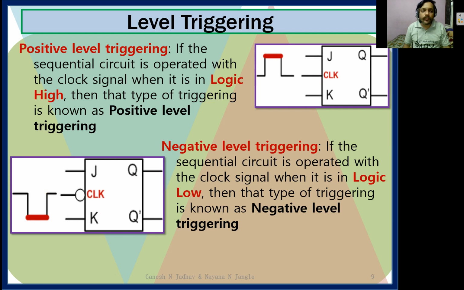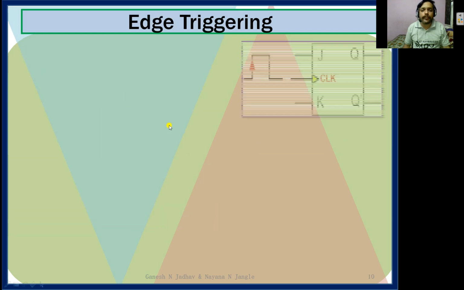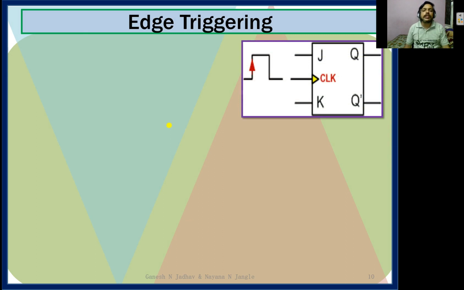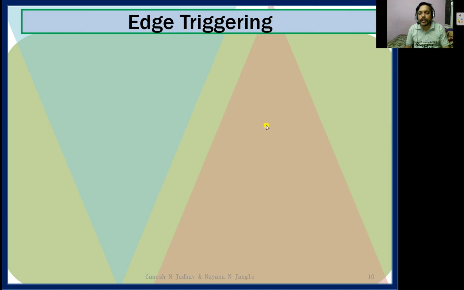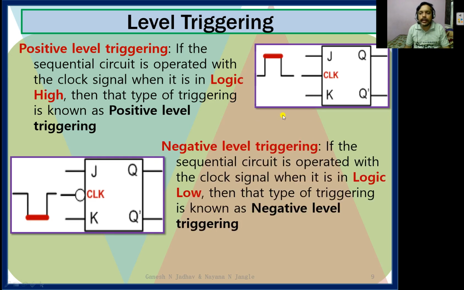Okay, so let's understand what edge triggering is. In case of edge triggering, here I am applying the pulse. See the previous slide: in the level triggering, the clock is directly connected here, hence it is called a positive level. Here a bubble is shown. So what is this bubble indicating? It is indicating that it is a negative level triggering.